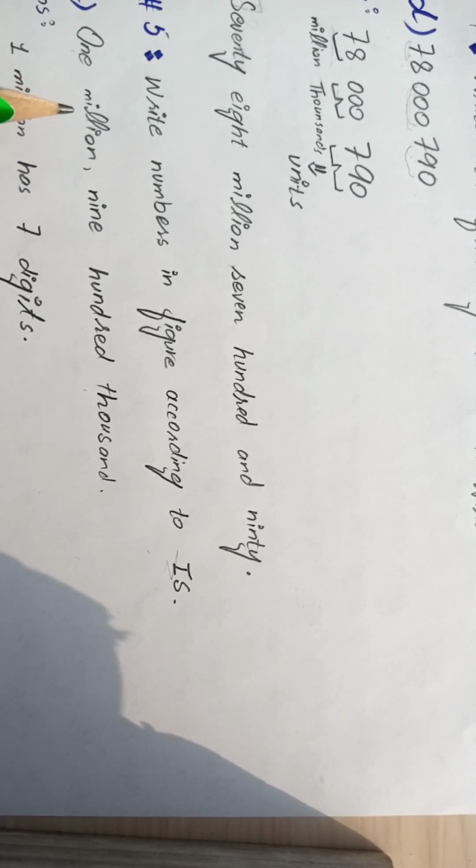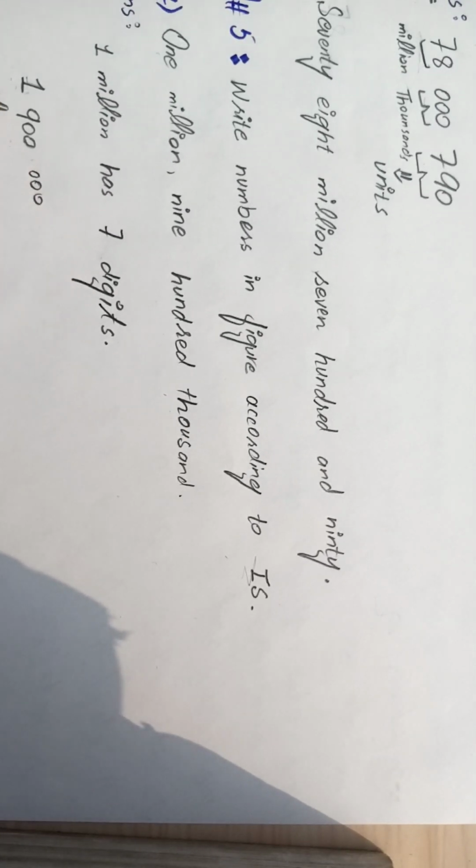1,900,000. As you know, 1 million has 7 digits, so we can write it as 1,900,000. This is the unit place, this is the thousand place, this is the million place. So 1,900,000. We write it like this.